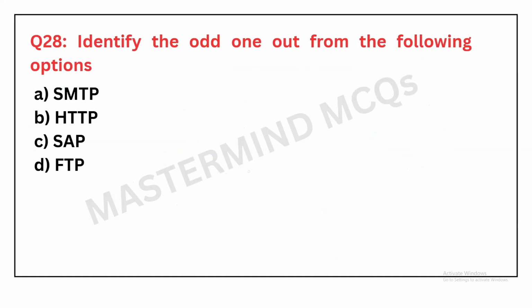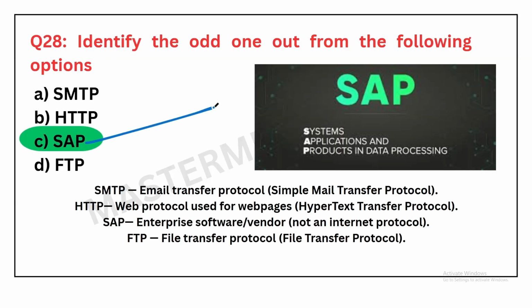Question number 28. Identify the odd one out from the following options. Option A, SMTP. Option B, HTTP. Option C, SAP. Option D, FTP. The right answer is option C, SAP.